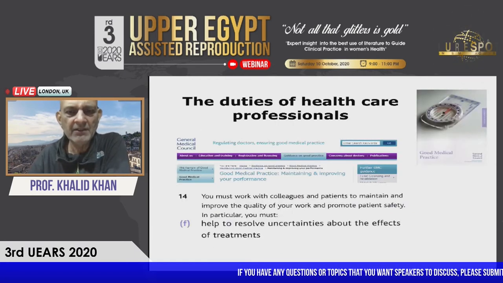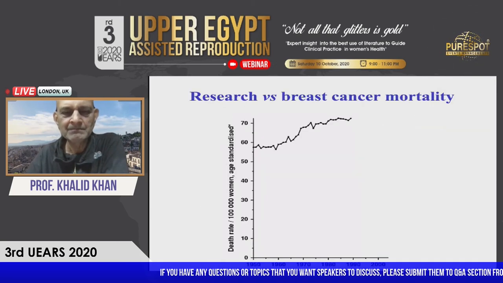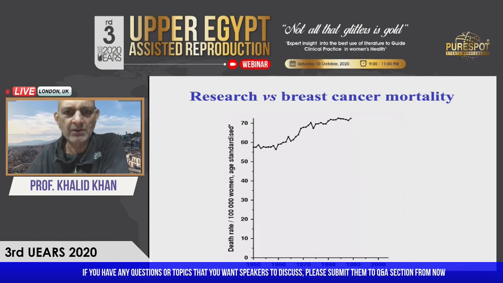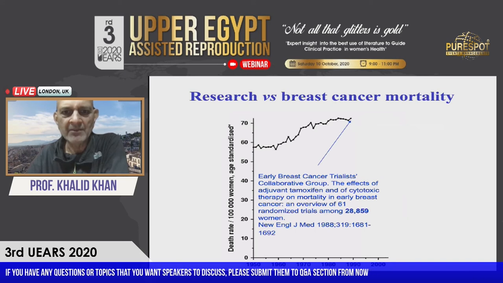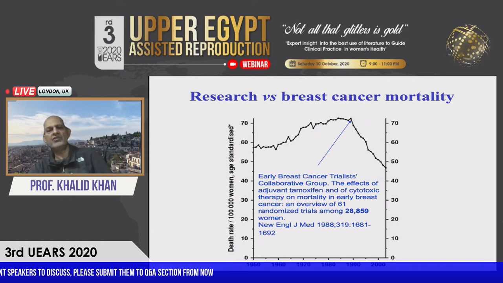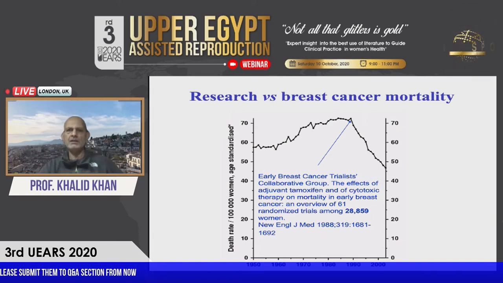The duty we have as practitioners is to help resolve uncertainties about the effects of treatments. I give you an example here of breast cancer mortality after the Second World War. Every decade, the problem was getting worse. At the same time, research was going on. And by the time around 30,000 women were randomized into trials, only after that, the mortality started to come down. So research is not just for the sake of adding two lines to your CV. It is to make a difference to the outcome of patients for whom our profession exists.